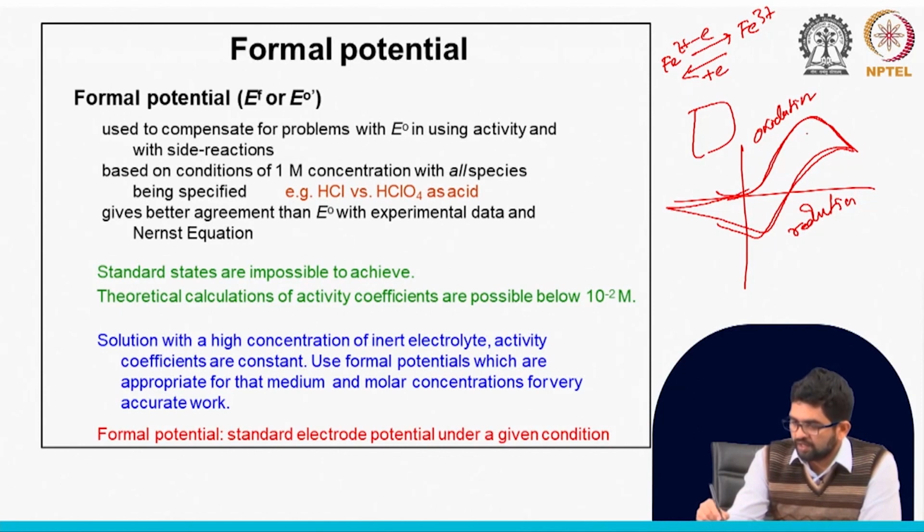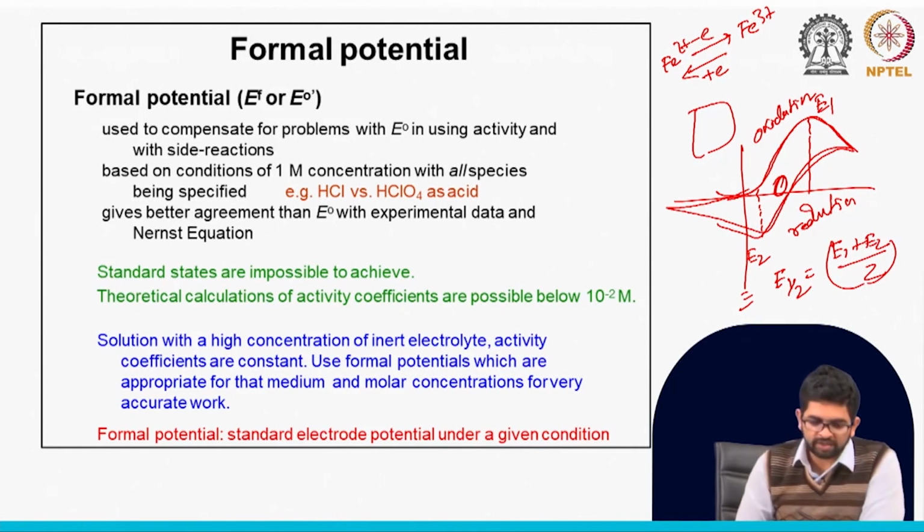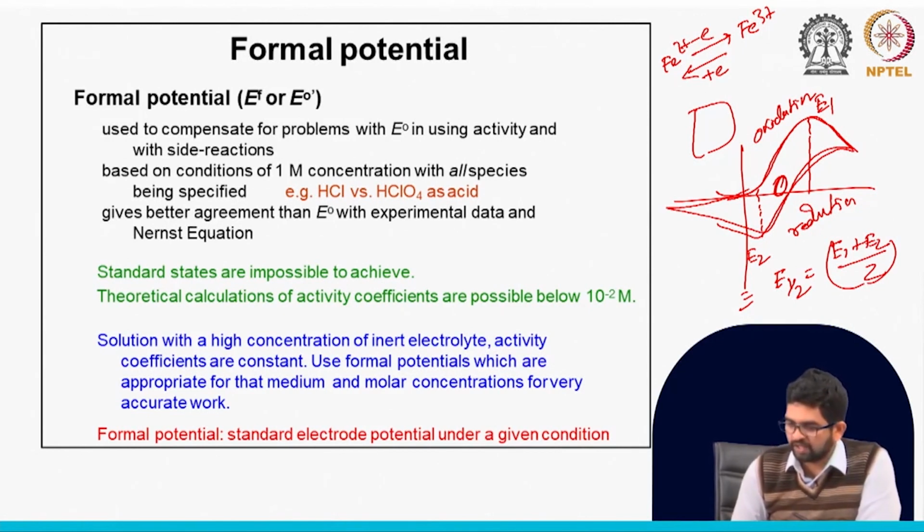Right. Now, I already mentioned, this is the peak potential of the oxidation, and this is the peak potential of the reduction. If this is E1 and this is E2, then we generally calculate the formal potential or E half value. E half value is E1 plus E2 divided by 2, which means this potential, right. So, this is actually the formal potential that we can calculate from your cyclic voltammetry.